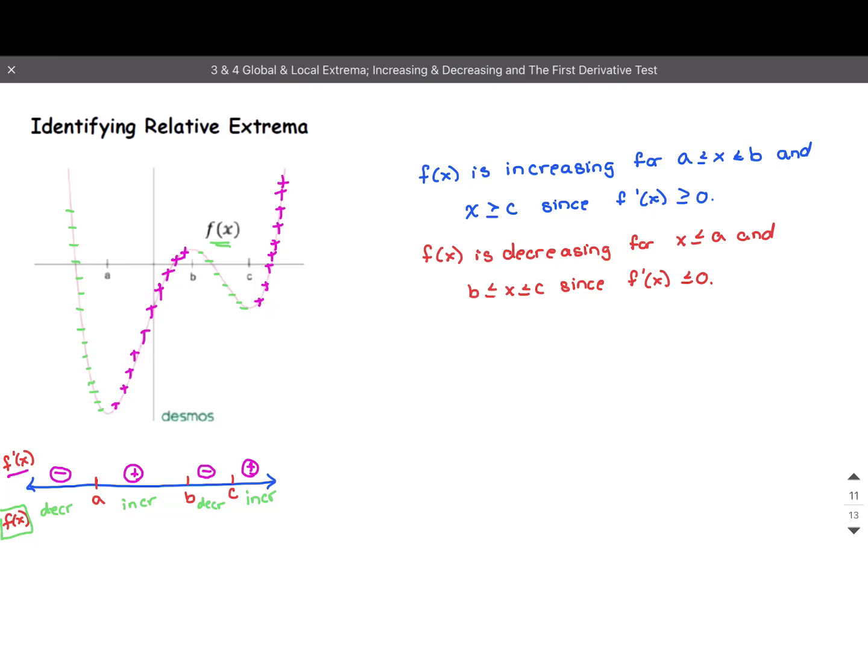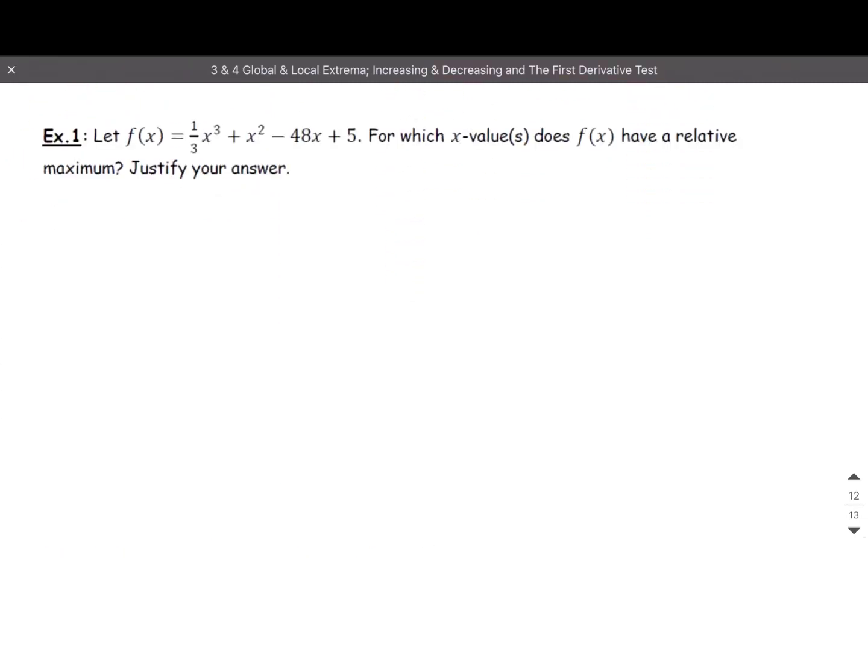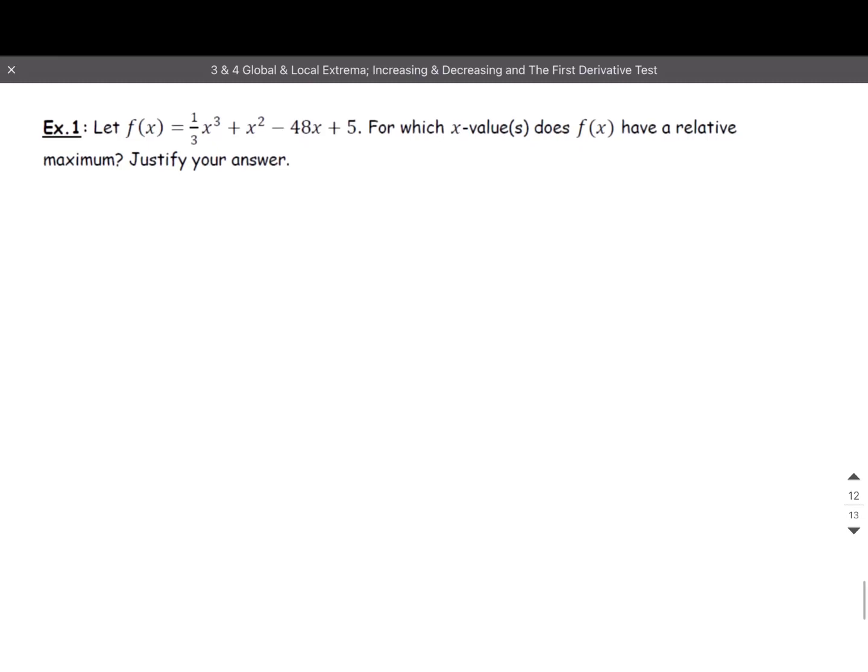So these two statements are how the justifications will look in a problem. So let's try a problem. If f of x is 1/3 x cubed plus x squared minus 48x plus 5, for which x values does f of x have a relative maximum, and justify your answer?